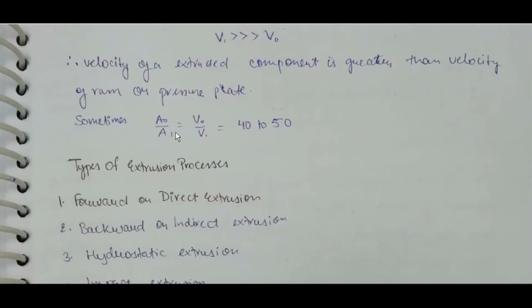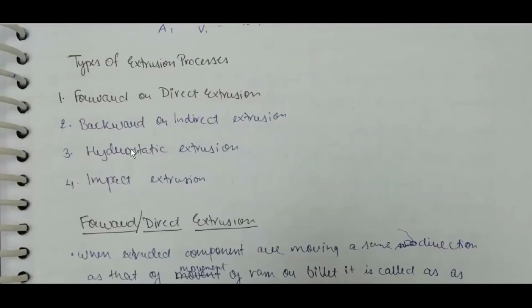Sometimes A0 by V1 is equal to V0 by V1 is equal to 40 to 50. Types of extrusion: forward extrusion or direct extrusion, backward or indirect extrusion, hydrostatic extrusion, impact extrusion.